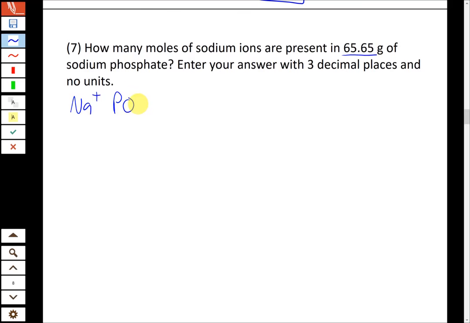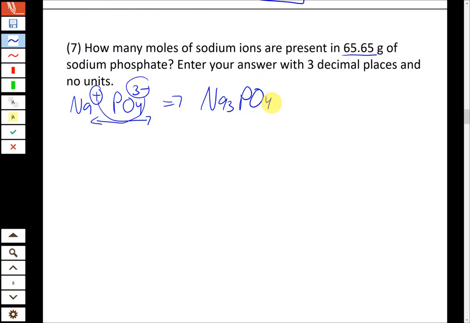So phosphate is PO4 3-, so make sure we remember that. And then to get the correct formula, the dummy way to do it is just to take the charges and cross them down to the other one and make them the subscripts. So that comes out to Na3PO4. So that's going to be the correct formula for sodium phosphate.